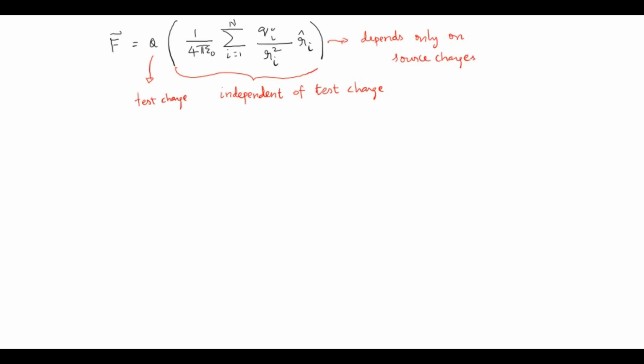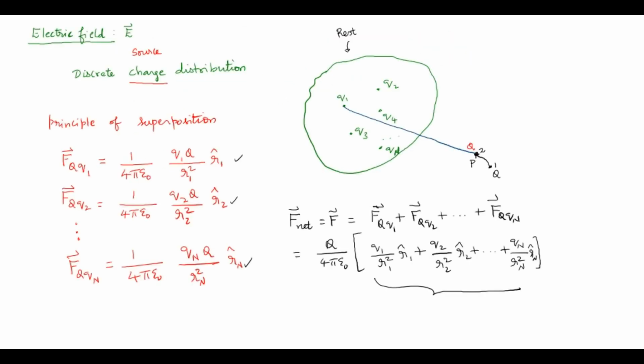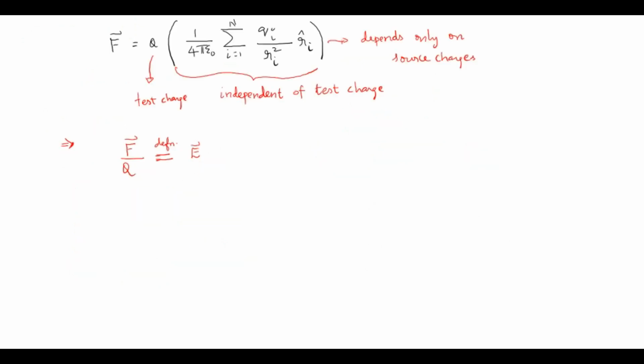Okay, so we can define the force experienced by the test charge, F by Q, as follows. By definition it is called the electric field at that point. We keep a test charge at some point P. The force experienced by the test charge Q, because of the presence of these charges, is defined as the electric field at that point. So this is called the electric field.